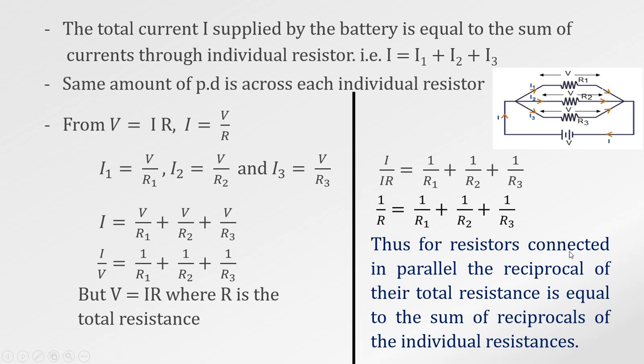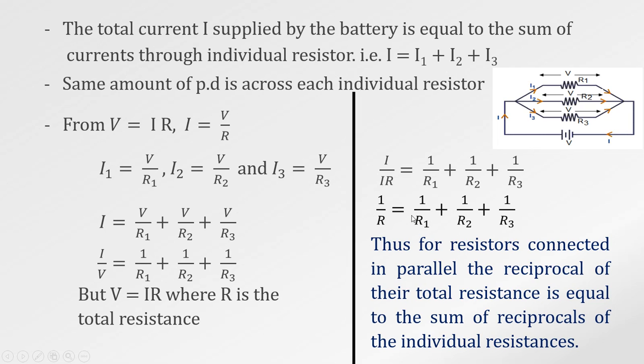That for resistors connected in parallel, the reciprocal of their total resistance, 1 over R, is equal to the sum of reciprocals of the individual resistances. So 1 over R is equal to 1 over R1 plus 1 over R2 plus 1 over R3. When you compare it with series, where we were summing up the resistances themselves, here we are dealing with the reciprocals.